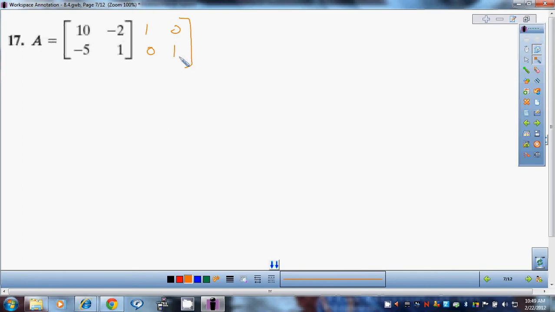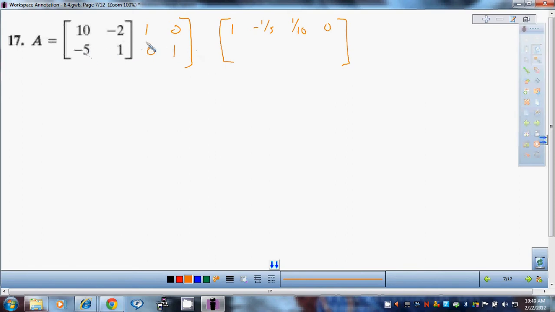Doing it this method. What do I need to multiply the top row by to get a 1 there? To get a 1 right here, what do I need to multiply this row by? 1/10. So that'll give me 1, negative 2 over 10, which is negative 1/5. 1/10, 0.